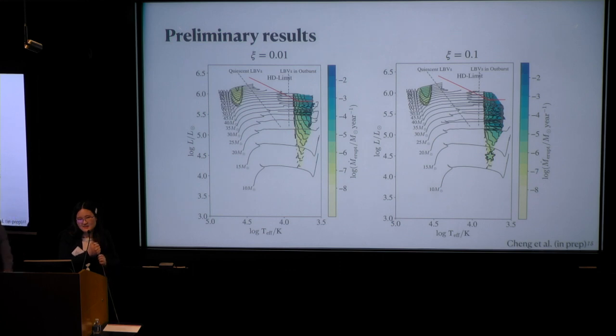With your model, could you learn something about the statistics of the eruptive events? Like, is it dominated by just a few really large ones or lots of smaller ones?